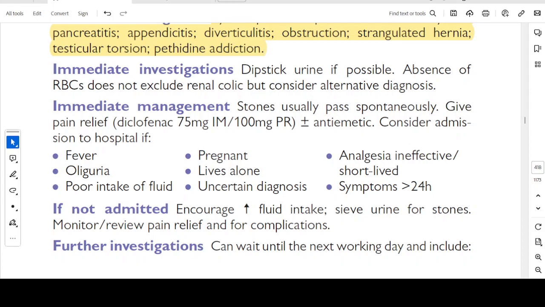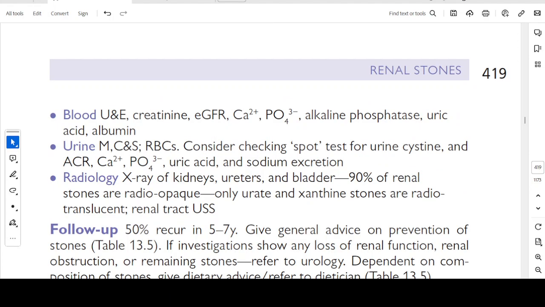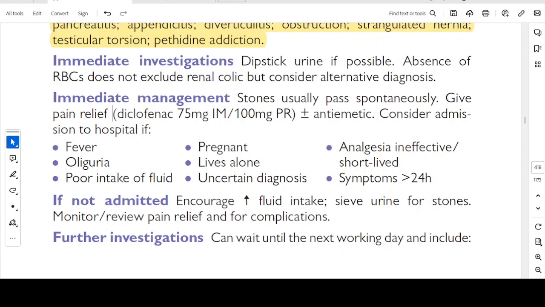Immediate management. Stones usually pass spontaneously. Give pain relief: diclofenac 75 mg IM or 100 mg PR plus an antiemetic. Consider admission to hospital in case of renal colic if there is fever, oliguria, poor intake of fluid, pregnancy, living alone, uncertain diagnosis, analgesia that is ineffective or short-lived, and symptoms lasting more than 24 hours.